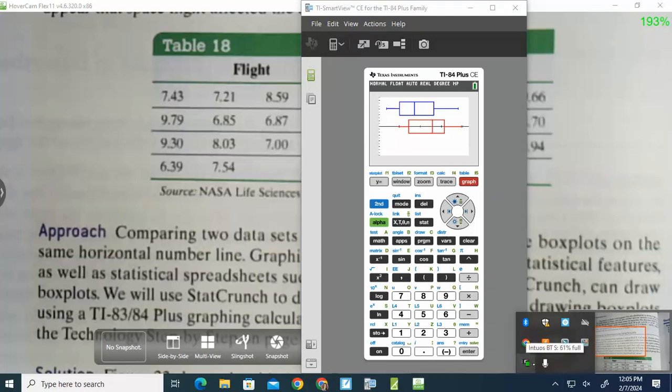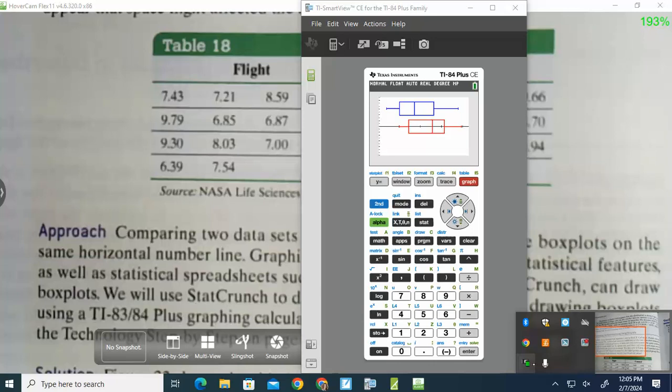So let's see what kind of comparison we can make. On this, my blue one was my first set of data, which was the flight group. And the red one was my second set of data, which was my control group. So what do you think? Is there a difference in the red blood cell mass between the two groups? Yes. Yeah, it kind of looks like it.